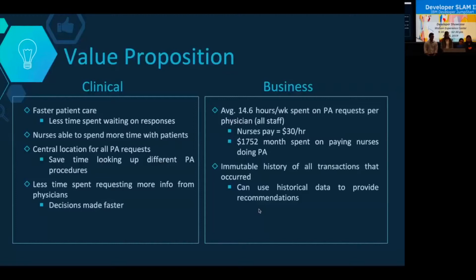As well, this creates an immutable history of all transactions that have occurred. So every single request and response has been recorded over time.